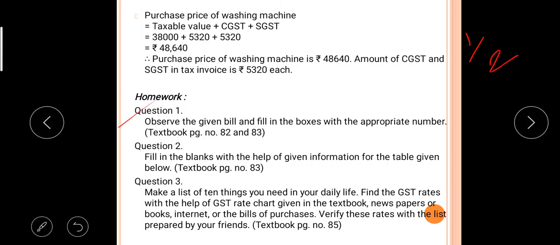So question number 1st, 2nd and 3rd you have to solve. Complete it in your notebook, all this practice set as well as these 3 questions, and only these 3 questions you have to send me. First, second and third. No need to send the whole practice set. Okay.